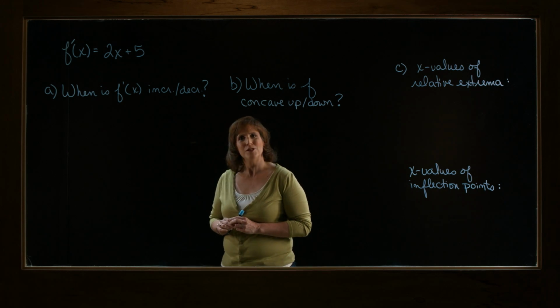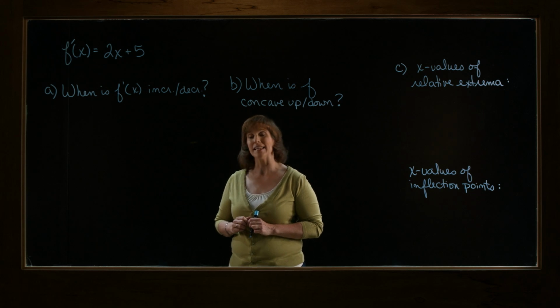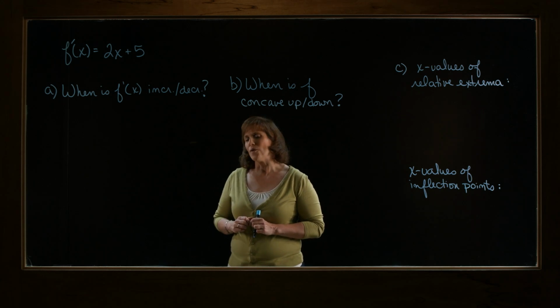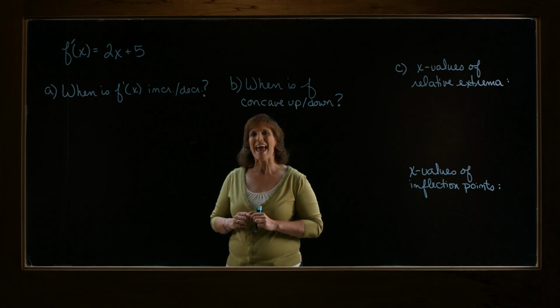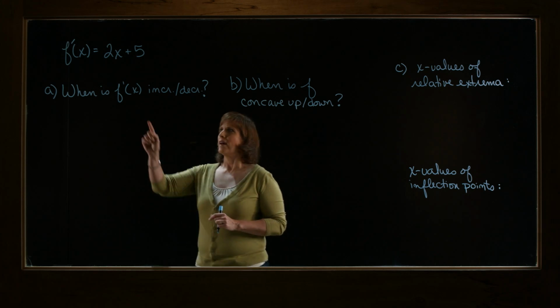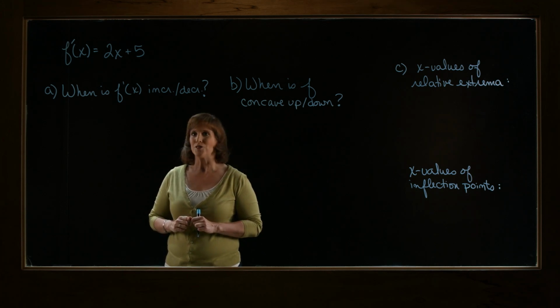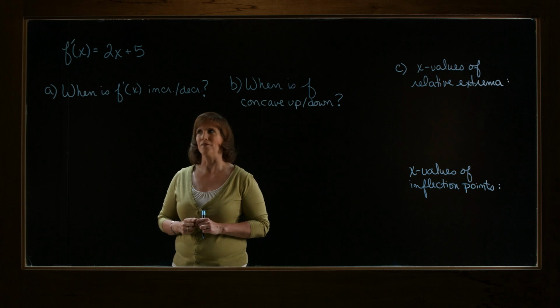I know that my derivative is 2x plus 5. I want to know when f prime of x is increasing and decreasing. Now we know that whenever we want to find out when any function is increasing or decreasing, we need to look at the derivative. My function is a derivative to begin with, so to see if it's increasing or decreasing, we need the derivative of the derivative. In other words, the second derivative.